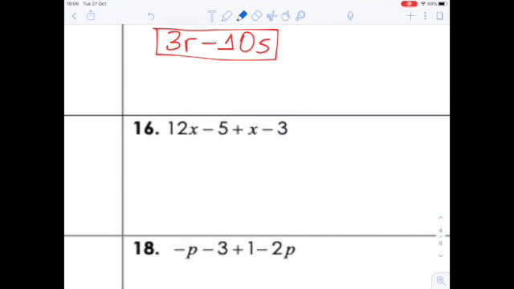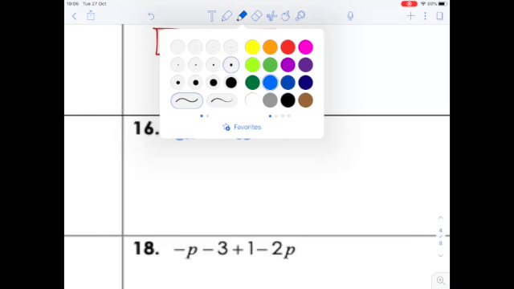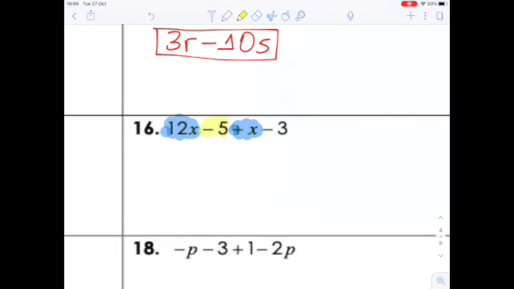Number 16, we're going to have 12x minus 5 plus x plus 3. 12x combines with plus x, and minus 5 combines with plus 3. Now we have to put them together. 12x plus x is going to give me 13x, and minus 5 plus 3 gives me minus 2.